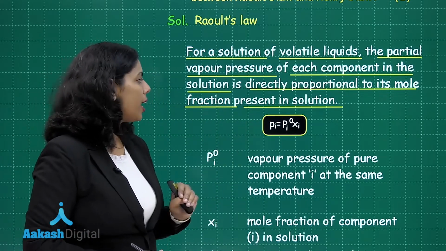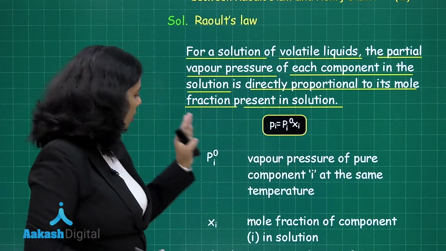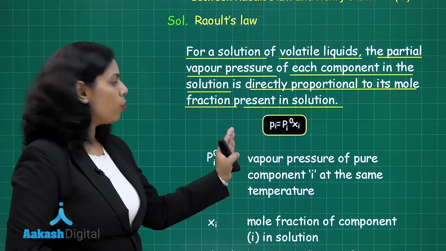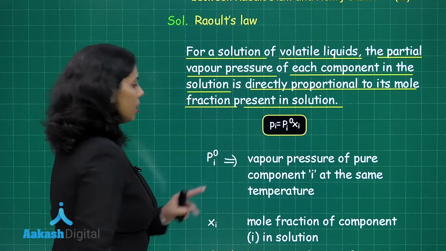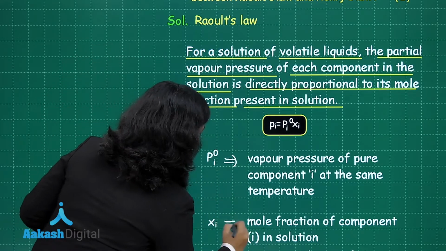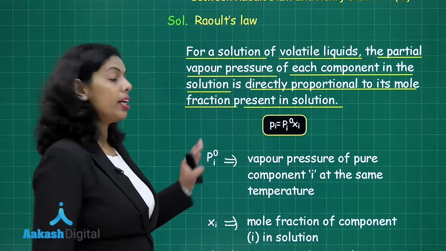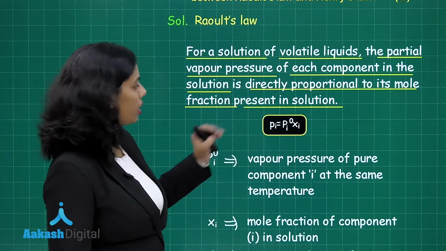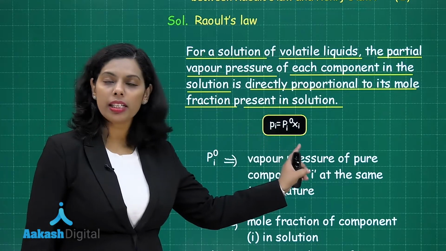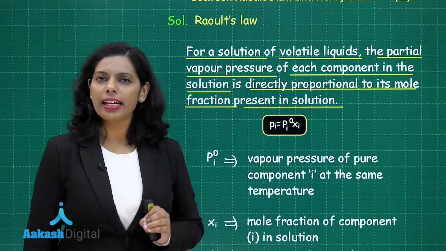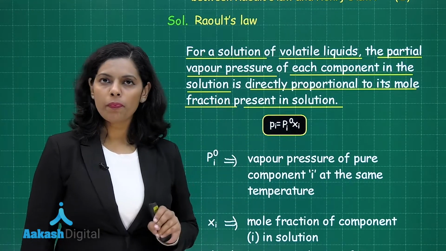Pi is equal to Pi naught Xi. This Pi naught is basically the vapor pressure of the pure component, while Xi is the mole fraction of the component i in the solution. So this is the representation for Raoult's law, its statement, and the mathematical expression for the statement. If you are writing the statement correctly, you will get 1 mark.